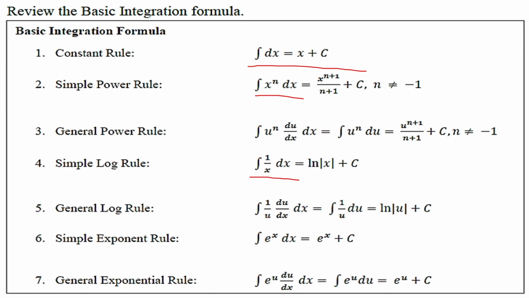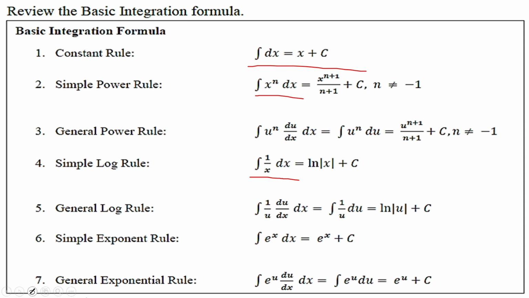1 over u du over dx times dx. So your answer will be the definite integral of 1 over u du is equals to ln u plus c. Already discussed this one. Simple exponent rule: the integral of e raised to x dx is e raised to x plus c.